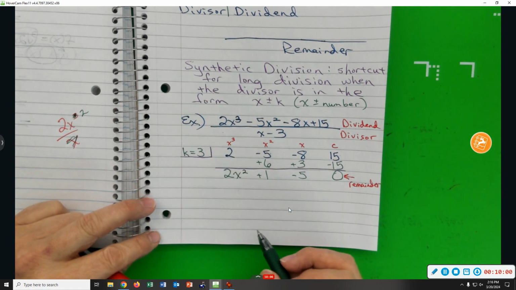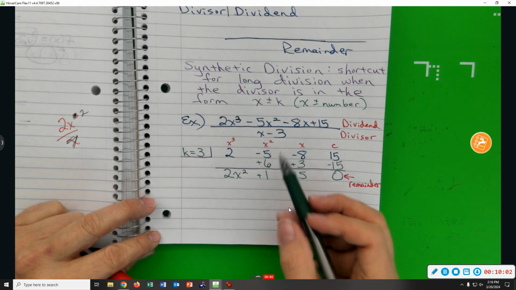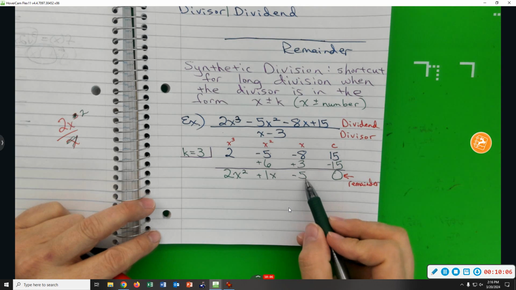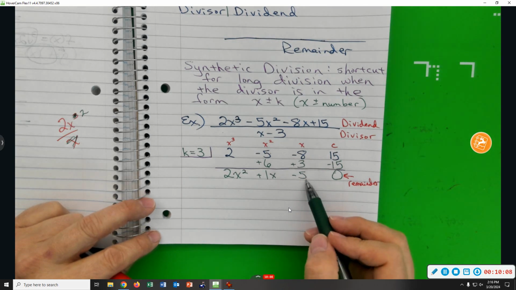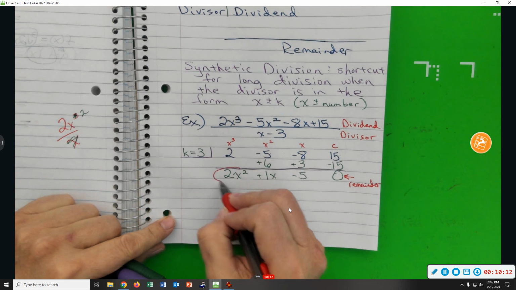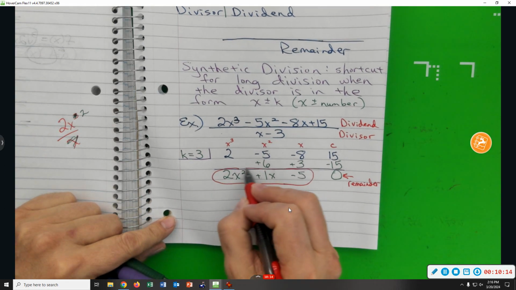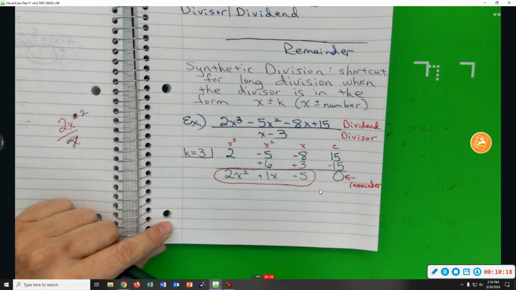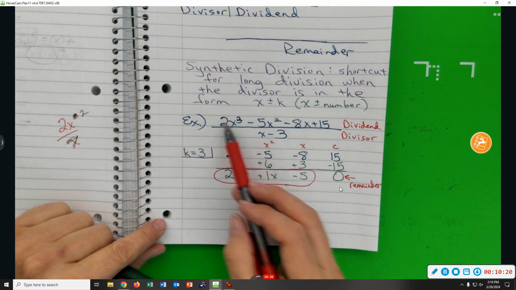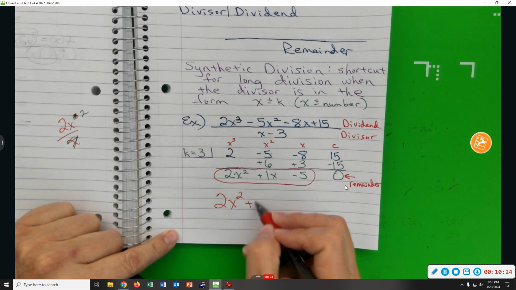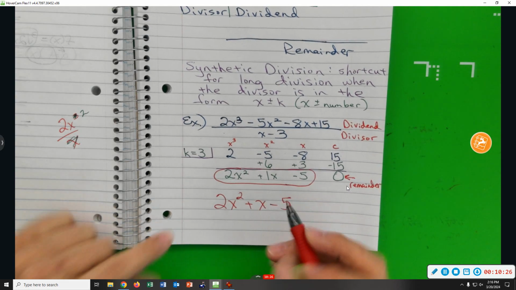Then you move across, decreasing by 1. Instead of an x squared, you have an x to the first. Instead of an x, there's no x. The leading exponent of the quotient is 1 less than the biggest exponent in the dividend. So the quotient would be 2x squared plus x minus 5.